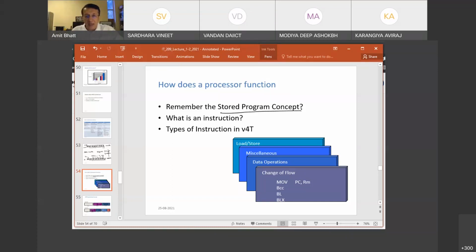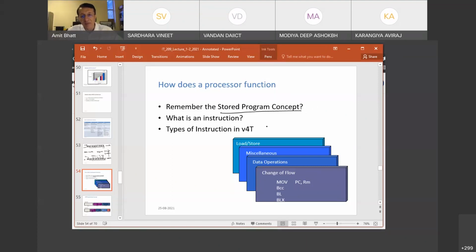Now in the ARM architecture version 4T, I keep on telling you, I will explain what T is maybe in a couple of slides later. I will tell you what T stands for. T stands for thumb instruction set. So there are, in ARM version 4, certain points. I mean, this is very important.